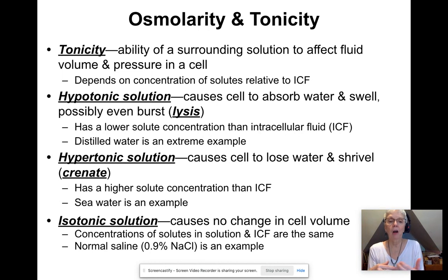Now with the hypertonic solution, the cell loses water and shrivels up. The word we use for shrivel in anatomy and physiology is crenate. Here you have a higher solute concentration outside the cell, and water is just being pulled out of it. With isotonic solution, nothing happens because you've got the same amount of solutes and water on each side of the cellular membrane, and it just stays its normal shape and size.